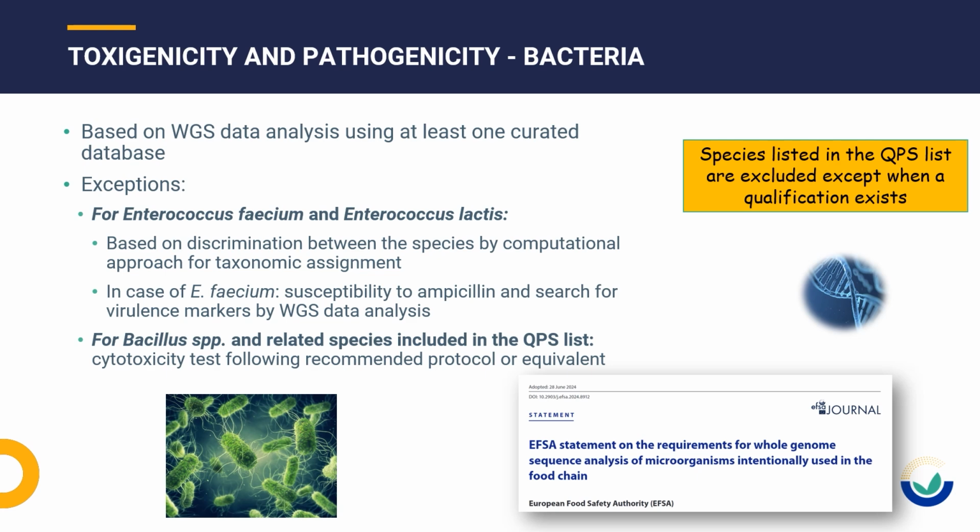But there are some exceptions to the general rule, such as microorganisms included in the qualified presumption of safety list that are presumed safe and for which there are no further data required. Microorganisms included in the QPS list, but for which specific qualifications apply, is another case. In this case, data to demonstrate compliance with these specifications are needed. An example of these are Bacillus and related species, for which a cytotoxicity test is required. The protocol to follow is described in the guidance.